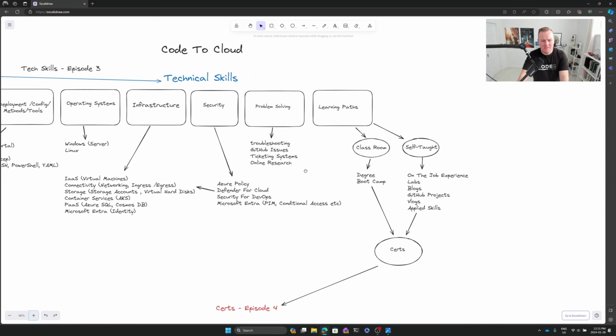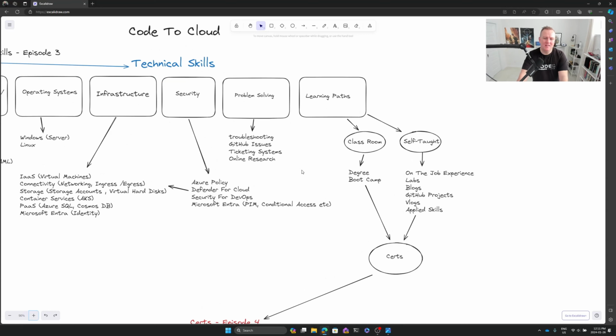And then we've got problem solving. Now, problem solving is something that is more experience based.